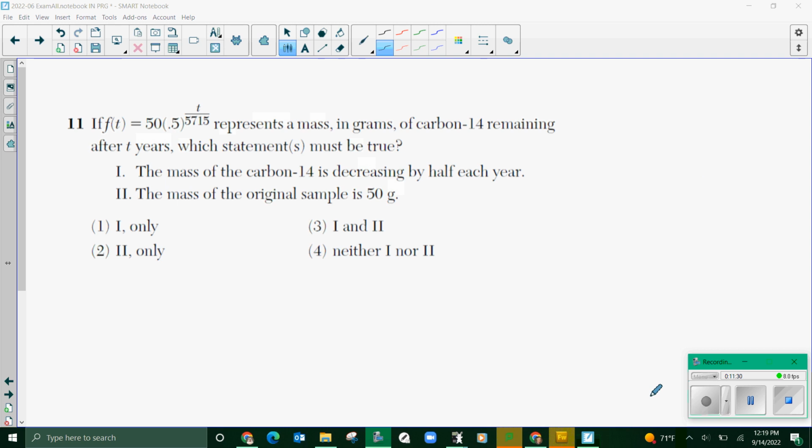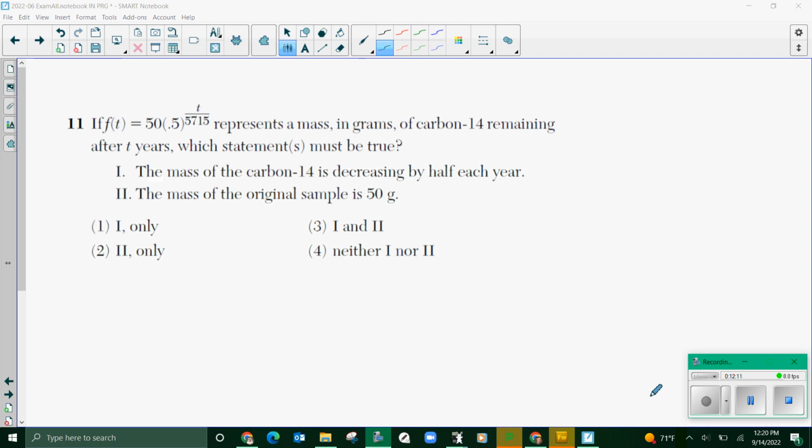Number 11. If f of t equals 50 times 0.5 raised to t over 5715. Yes, that is 5,715. There's no decimal in that denominator in the exponent. If that represents a mass in grams of carbon-14 remaining after t years, which statements must be true? Either the mass of the carbon-14 is decreasing by half each year, or the mass of the original sample is 50 grams, or it's both of those, or it's none of those.